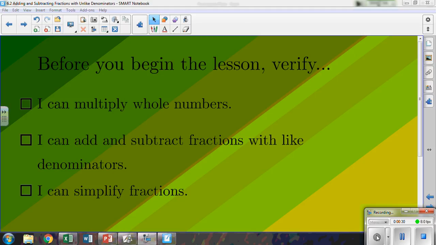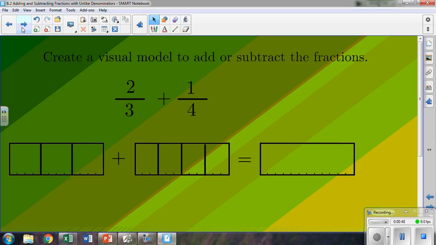Now, there are a few skills that you will have to start with. We expect that you can already multiply whole numbers. We expect that you can add and subtract fractions when the denominators are already the same. And you also need to be able to simplify fractions by identifying what their common factor is and dividing it out.